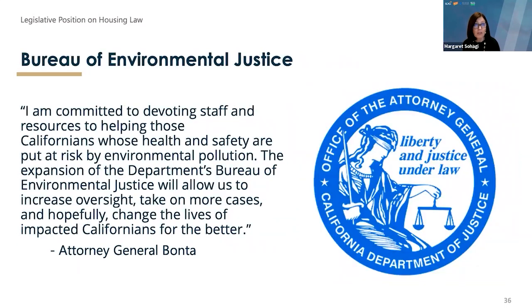Next slide. The Attorney General also set up a Bureau of Environmental Justice, which is being used for all sorts of health and safety issues. In our world today, they're using both of these agencies to enforce housing element law. So for example, the affirmatively furthering fair housing provisions and the like. So you will see the brunt of the strike force and the EJ Bureau on a bad day.